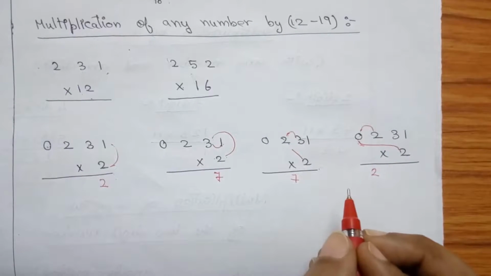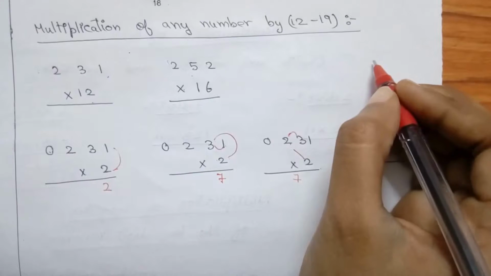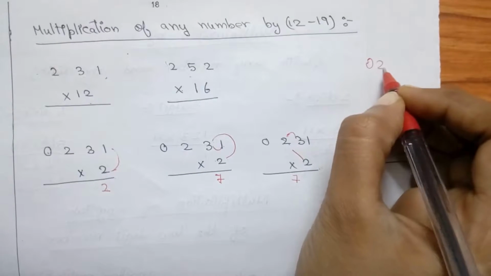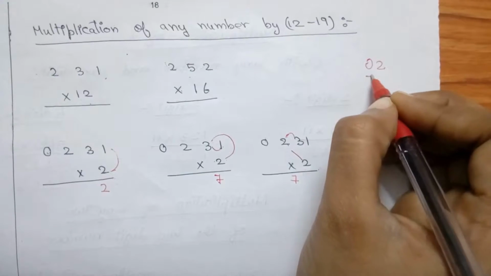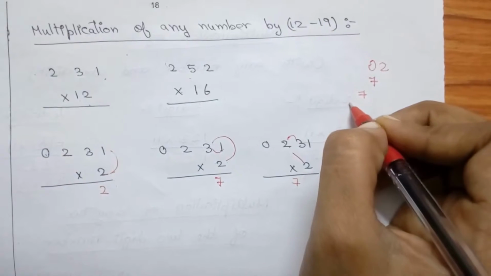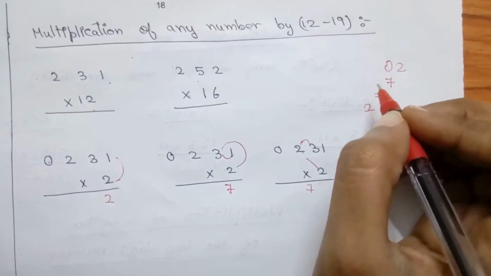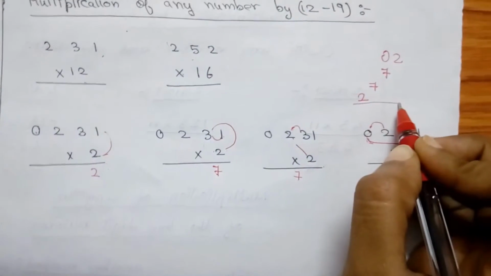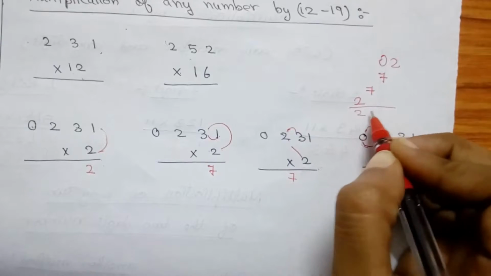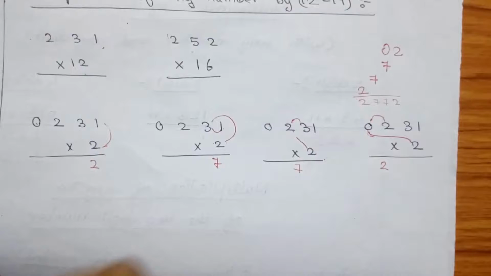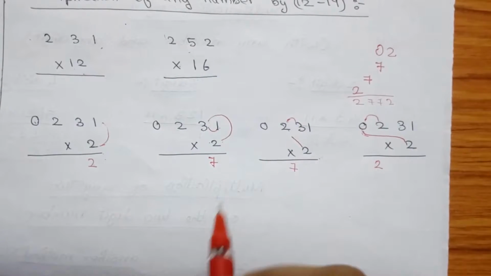So how will you get the total answer? You will have to write it as 2, 7, 7, and the next number you have got is 2. So while combining all these answers which you have got, you will get 2772 as your answer. You can try the next sum and I will give the answer.